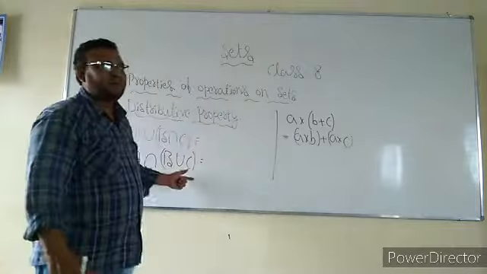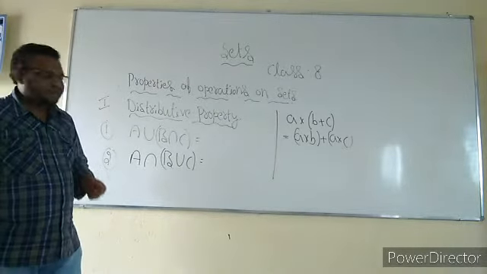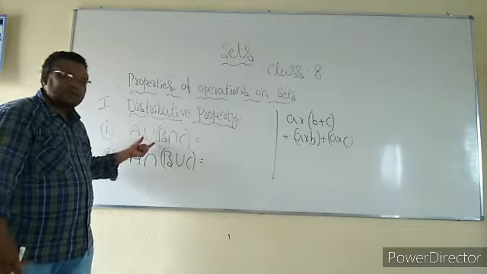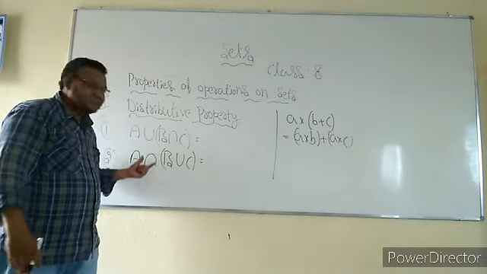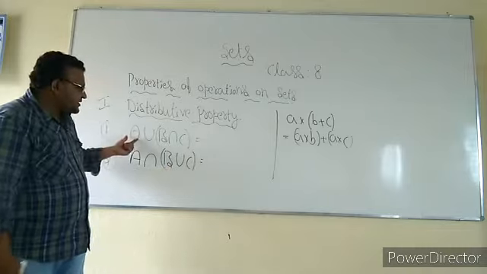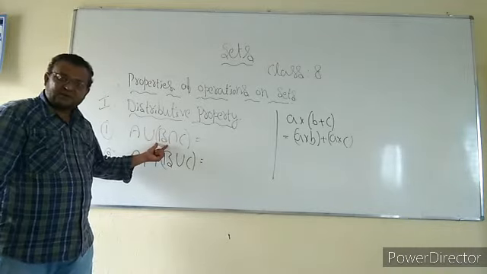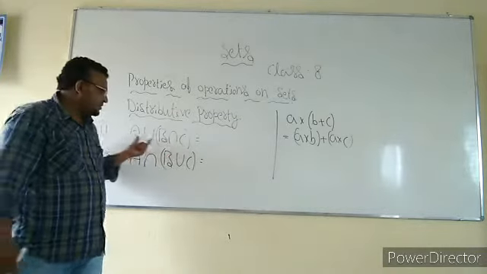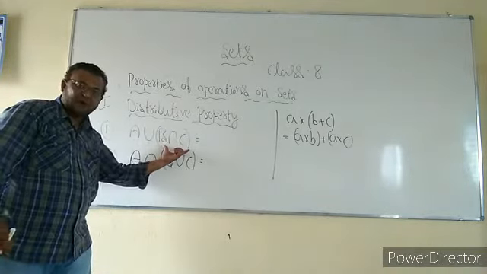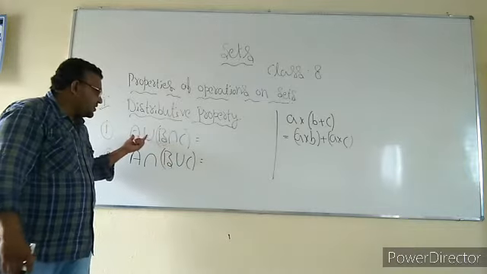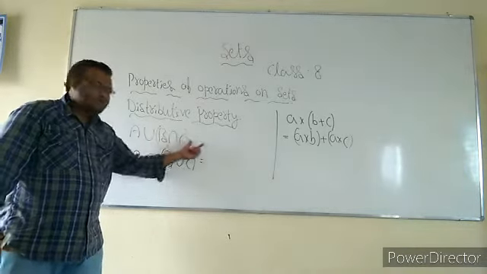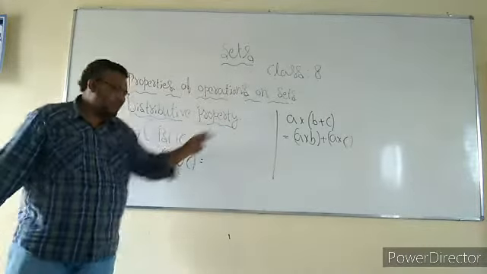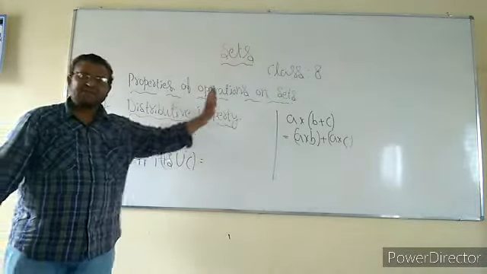The same thing we apply for sets also. In that one, there are two types of distributive properties: union over intersection and intersection over union. That means A will distribute to B and also A will distribute to C. That means A union, whatever is in the bracket, A will distribute to each and every set. Suppose A intersection D, intersection E, intersection F is there, then also A will distribute to each and every set.